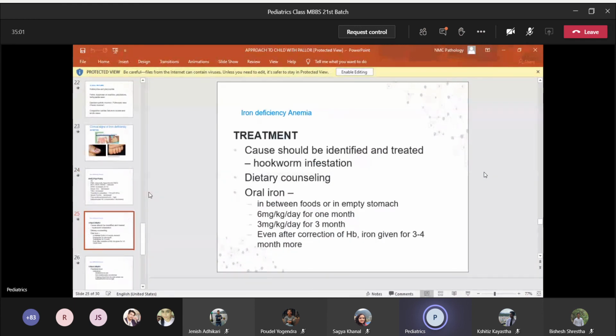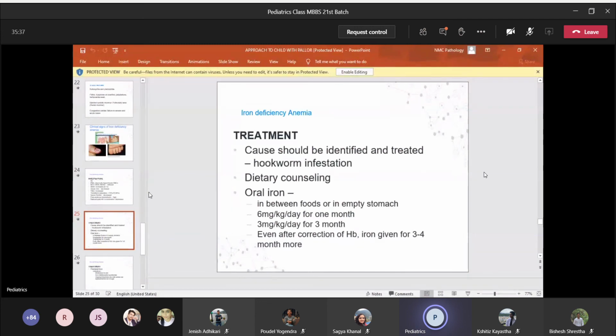So what treatment can we give in a patient with iron deficiency anemia? First of all, we have to identify the cause of the anemia. We have already discussed the causes of anemia. Once we find out that it is iron deficiency anemia, we also have to find the cause and treat it. In Nepal, or in developing countries, the most common cause of iron deficiency anemia is hookworm infestation. So we have to treat it first.